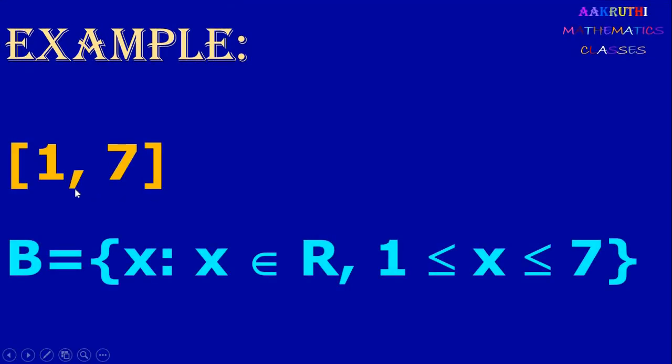So we take an example. If you write square bracket [1, 7], what is the meaning of that? So that is set of all x such that x belongs to real numbers and x should be greater than or equal to 1 and less than or equal to 7. So when we use square bracket, you have to write equal. That is, 1 and 7 are also elements of the set.